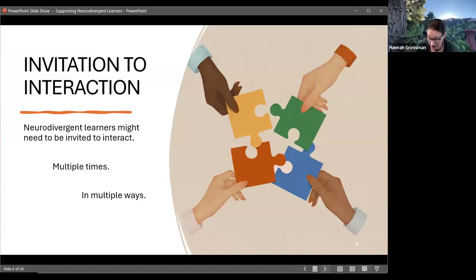Invitation to interaction. Neurodivergent learners might need to be invited to interact. They might need to be invited to interact multiple times, and they might need to be invited to interact in multiple ways. If you're a neurodivergent person, if you have processing differences, people's cues and people's social nuance on, hey, you can be a part of this, might be very difficult for you to read.